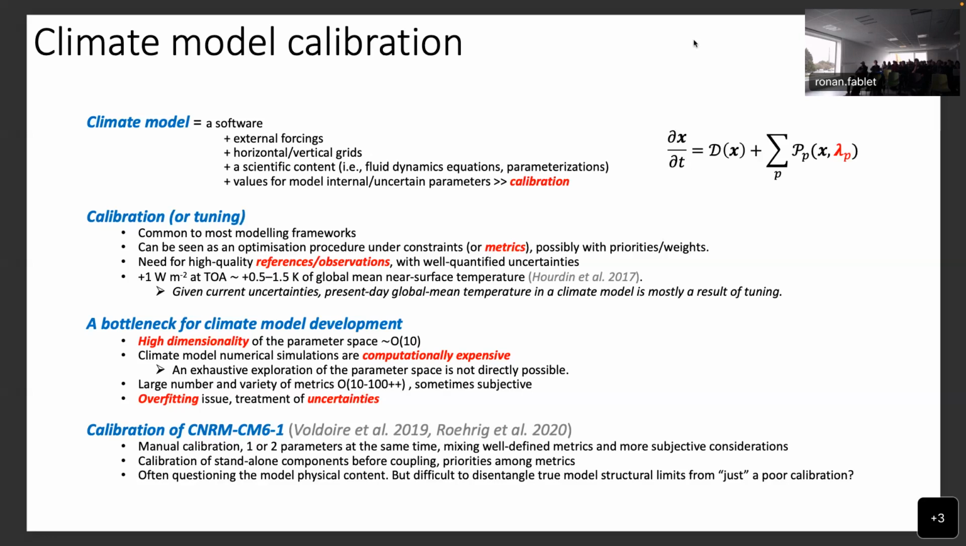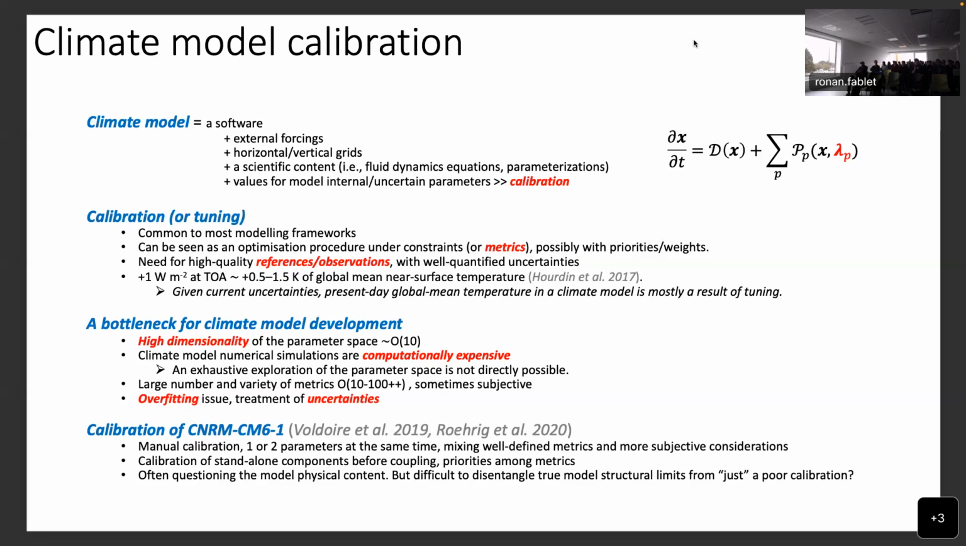So a climate model, as I said, has different components, like an atmospheric component and an ocean component in particular. So the calibration was done on each side before coupling the model and continuing the calibration of the coupled system. And of course, we had to set priorities about the metrics, which I will come back to a bit later.